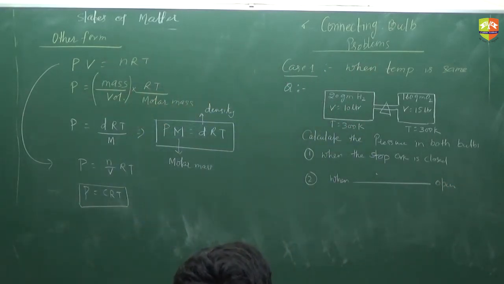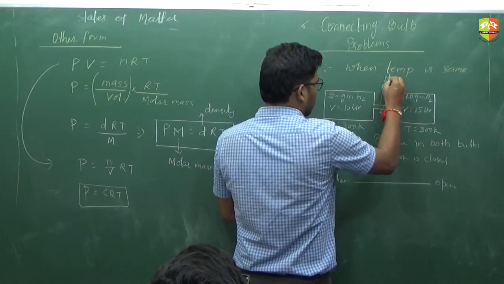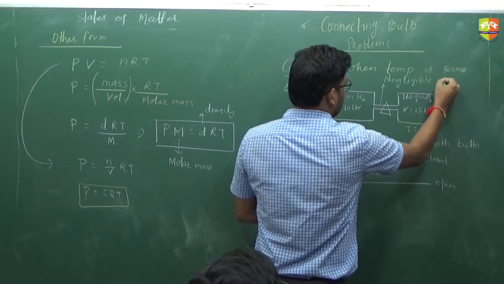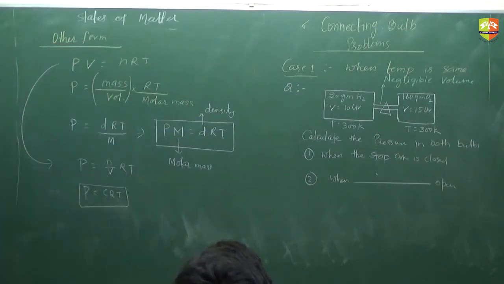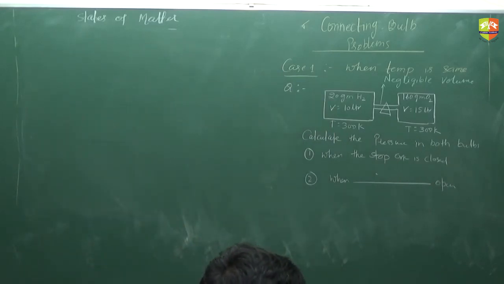So when it's open, you can just add it up. When it's open, we can't have individual pressures. This tube with which the two bulbs are connected has negligible volume. So we add volume and we add number of moles. Find out these two answers. They may leave the answer in bar.